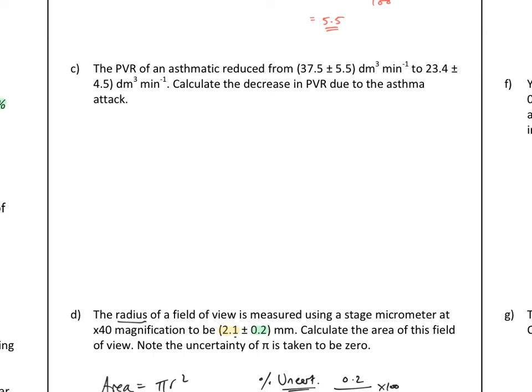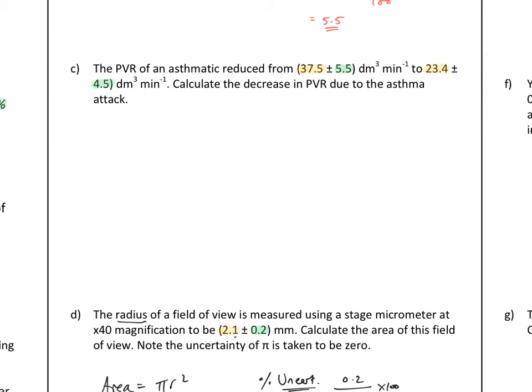And I'm miraculously back. Amazing. Right, I'm going to do these a bit faster. So again, if you're happy, hopefully you've pressed on. If not, let's look at one. The PVR, the pulmonary ventilation rate of an asthmatic, reduced from 37.5 to 23.4 decimeters cubed per minute. Oh yeah, maybe I had an asthma attack. That's why it's reduced. Don't know why I've changed to green there, because I was using yellow for the numbers. The uncertainty is 5.5 and 4.5. Calculate the decrease in PVR.